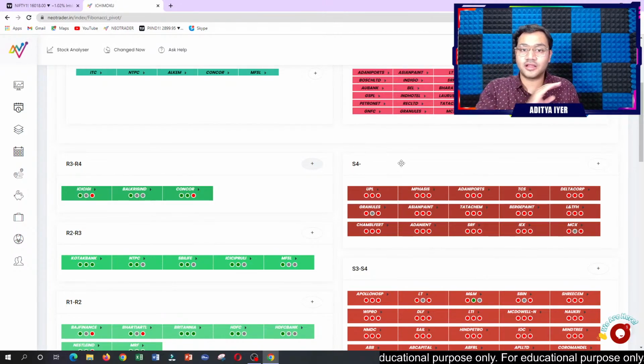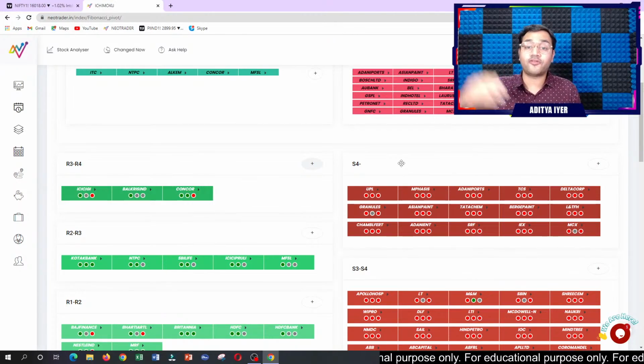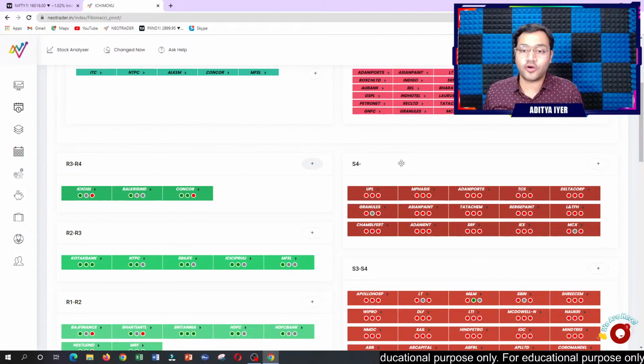So that means if all the time frames are negative, right, it makes sense to look for more short signals in these stocks, because the chances for the down move to continue in these stocks become higher.